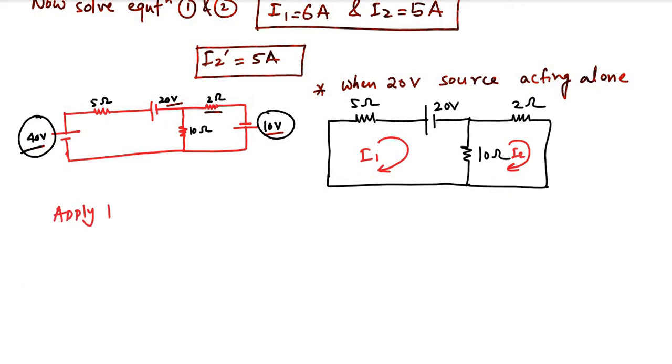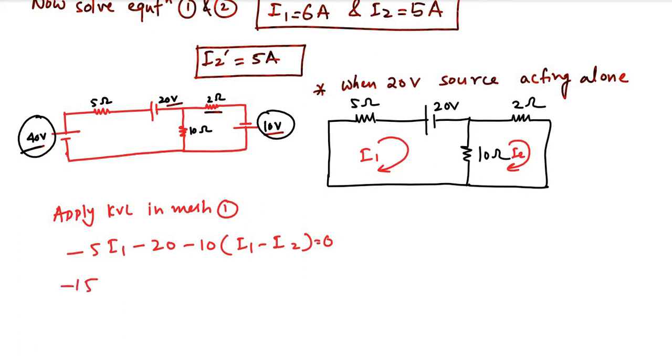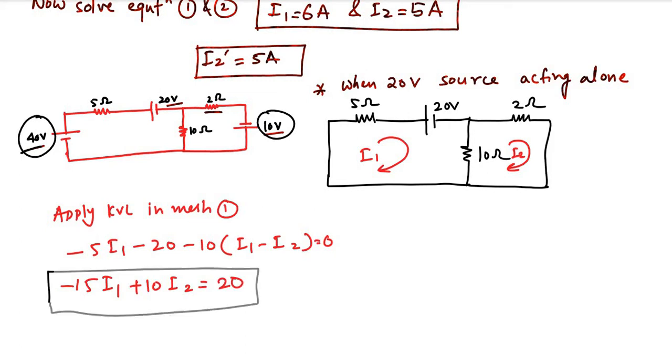So apply KVL in mesh 1. The equation is minus 5 I1 minus 20 minus 10 (I1 minus I2) equal to 0. Now if you simplify it, it will be minus 15 I1 plus 10 I2 equal to 20. So this is our first equation in this circuit.